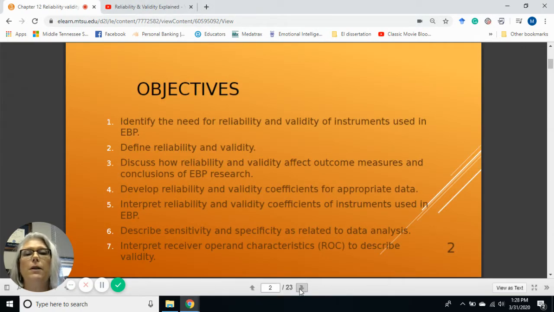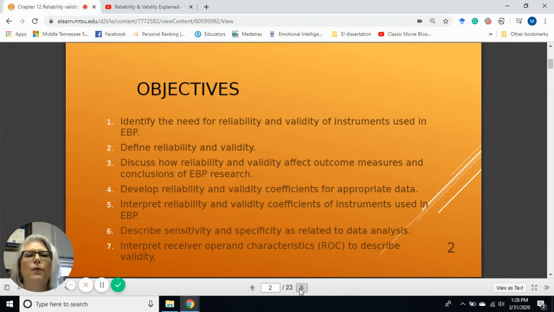So here are your objectives for this chapter. We're going to talk about reliability, validity, and why we need those for our instrumentation and our tests for evidence-based practice and research. We're going to talk about what those are: reliability, validity, what do they encompass? We're going to talk about outcome measures for evidence-based practice. What conclusions can we draw from our research?